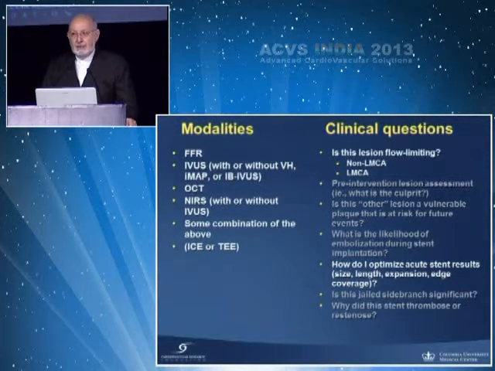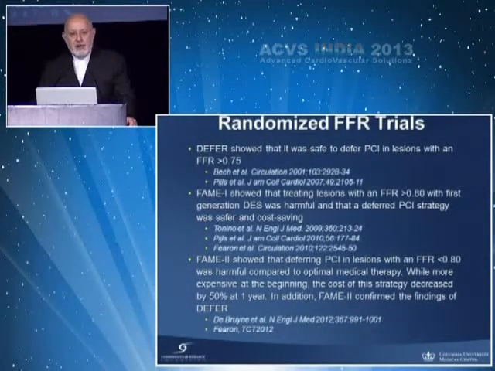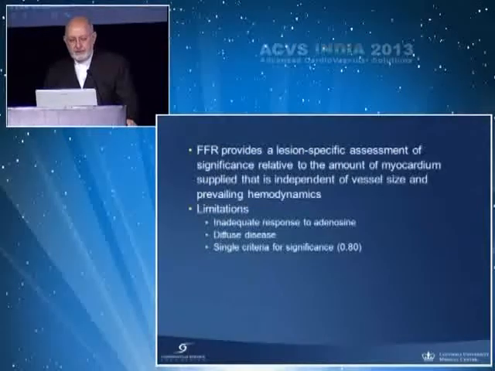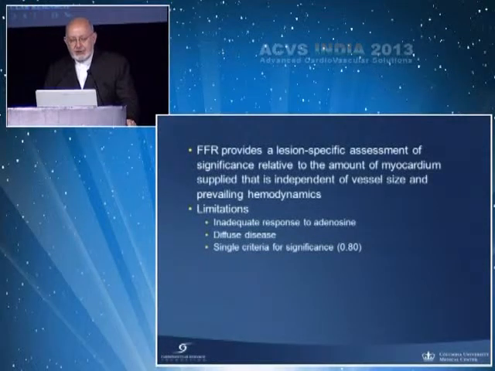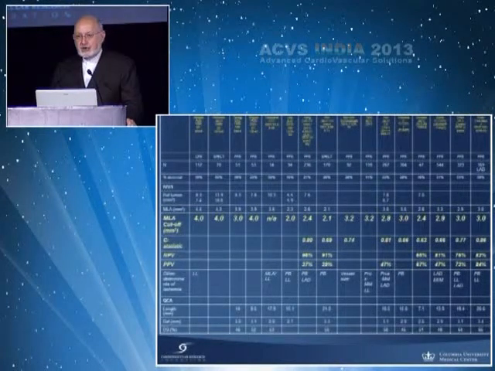So basically in the cath lab, you have two decisions. Do you treat a patient or a lesion? And if not, or if so, how do you get the best possible result? There are 3 randomized trials that have established FFR as the gold standard to decide whether or not to treat a lesion. It provides lesion-specific assessment of a stenosis relative to the amount of myocardium subtended by the vessel. Can we get the same information with imaging?